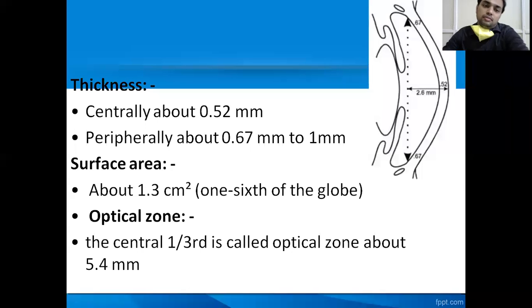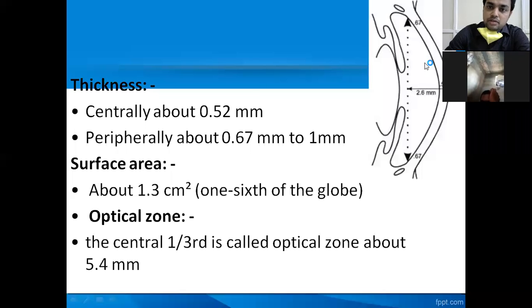Coming to thickness, centrally it is around 0.52 mm and peripherally it is around 0.67 mm to 1 mm. So the central cornea is thin when compared with the peripheral cornea. The surface area is around 1.3 square centimeters. And the optical zone, as I told you previously, the central 5 mm we call the optical zone. The central 1/3 is called the optical zone. It is around 5.4 mm. It acts as a powerful refractive surface.